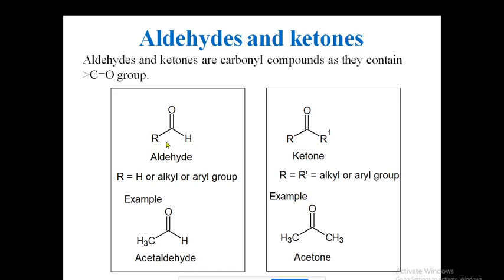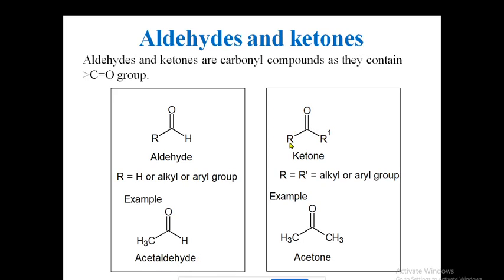So in aldehyde, this R group may be hydrogen, or it may be an alkyl, or it may be an aryl group. When R is equal to hydrogen, then it will be formaldehyde. If you have any alkyl group here, then it becomes an aliphatic aldehyde. And if you have an aryl group here, then it will be an aromatic aldehyde. So hydrogen, formaldehyde; alkyl group, aliphatic aldehydes; and aryl group, aromatic aldehyde. For example, if you are taking a methyl group here, the name of the compound is acetaldehyde.